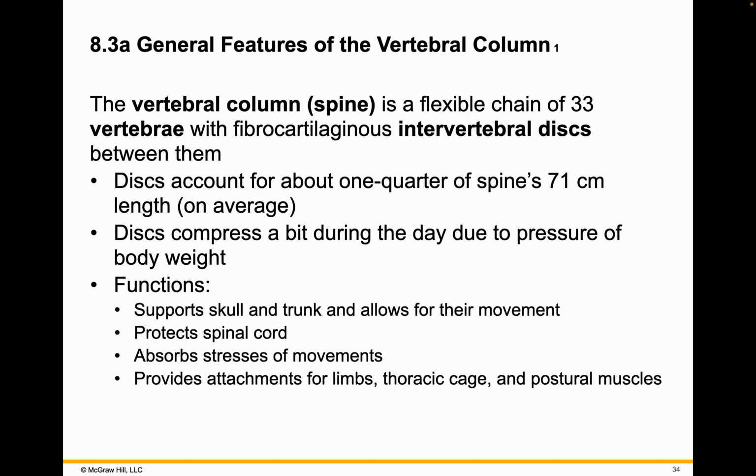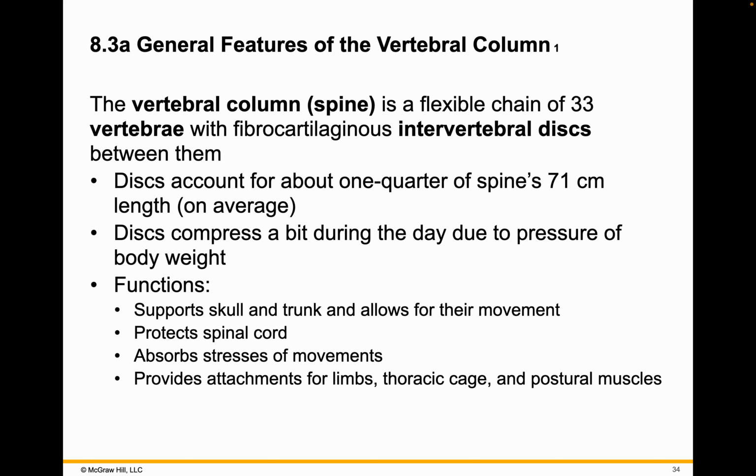Below the skull, we have the vertebral column. It's a flexible chain of 33 vertebrae with fibrocartilaginous intervertebral discs between them. The discs account for about 1/4 of the spine's 71 centimeter length, and that's the average. The discs compress a bit during the day due to the pressure of the body weight. Their function is to support the skull and trunk and allow for their movement.